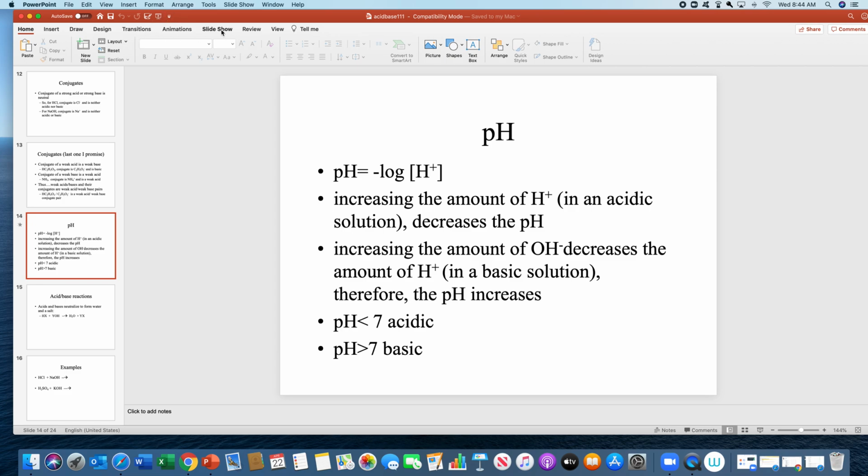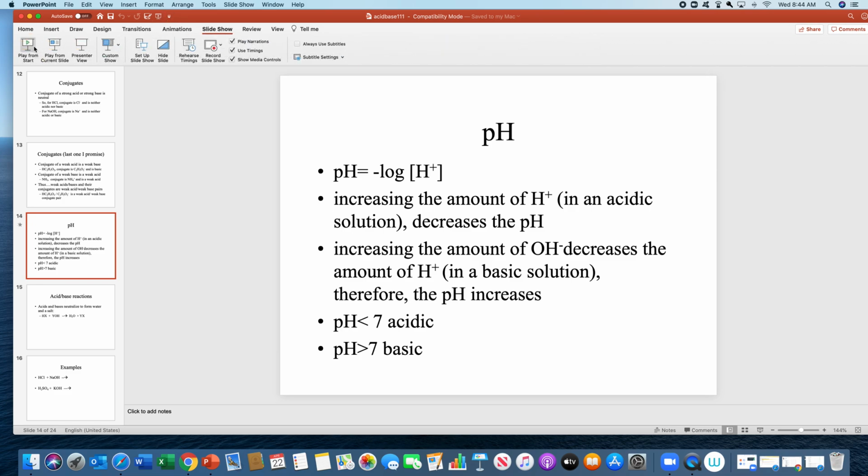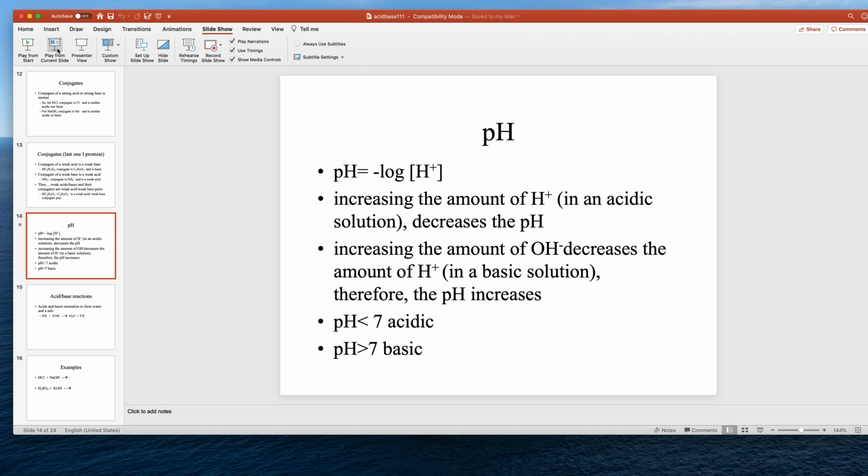Finish the acid-base stuff. So where we left off, I'm going to play from the current slide. We left off on this slide. Remember we have the whole concept of conjugates, all right? And the conjugate of a weak acid is a weak base. The conjugate of a weak base is a weak acid. Conjugates differ by a proton.